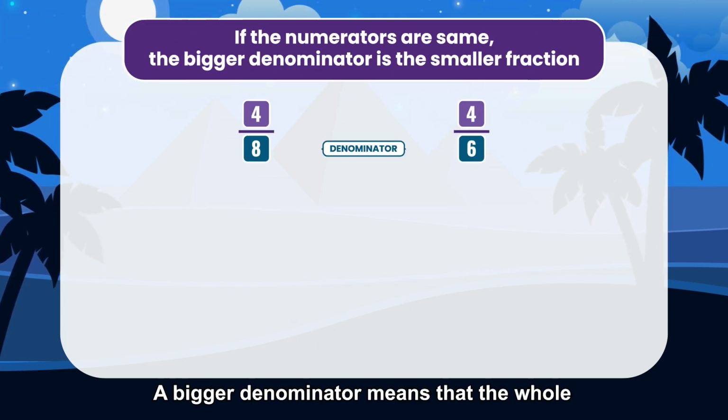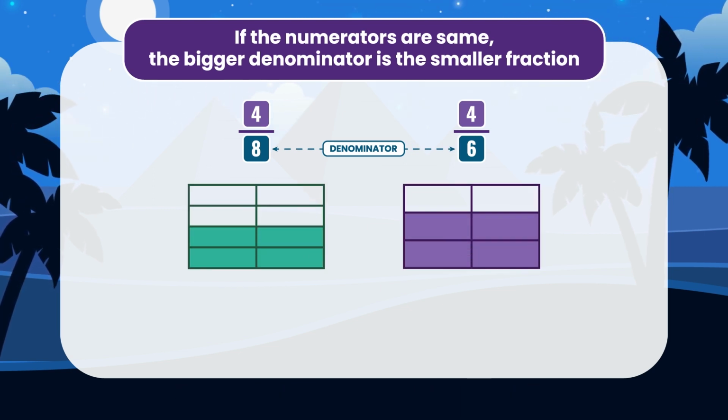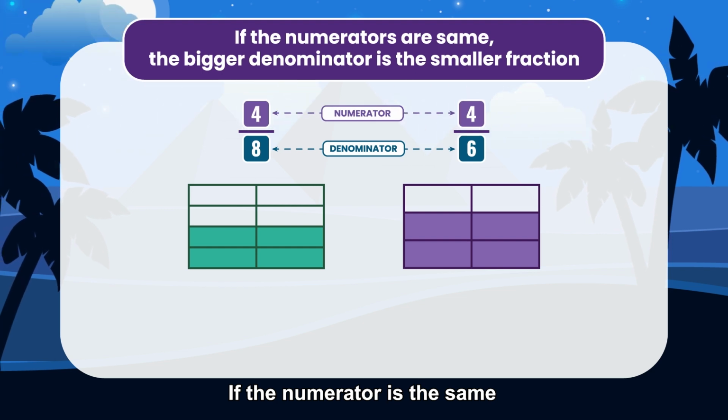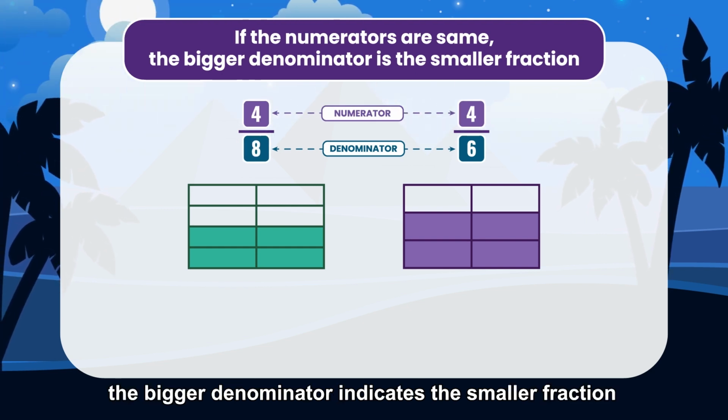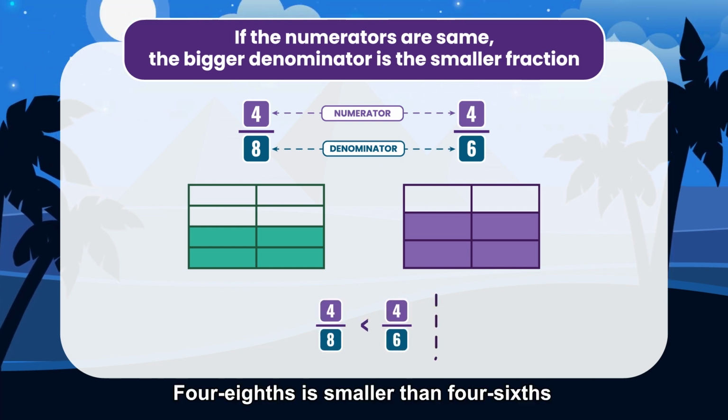A bigger denominator means that the whole has been broken into more smaller parts. If the numerator is the same, the bigger denominator indicates the smaller fraction. 4/8 is smaller than 4/6.